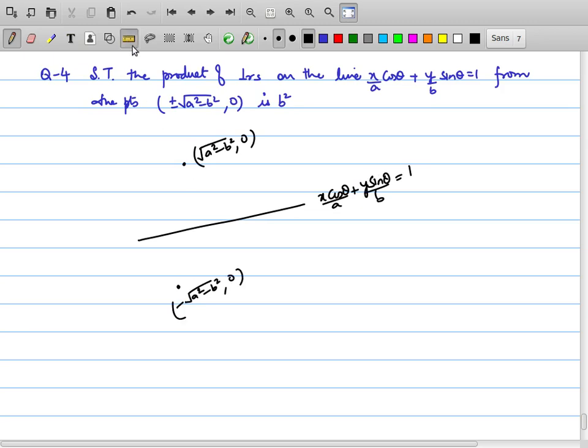So he is asking you to find the product of the perpendiculars. You drop perpendiculars from these 2 points on this line, and let's say these perpendicular lengths are P1 and P2. So we have to show that P1 into P2 is equal to b squared.